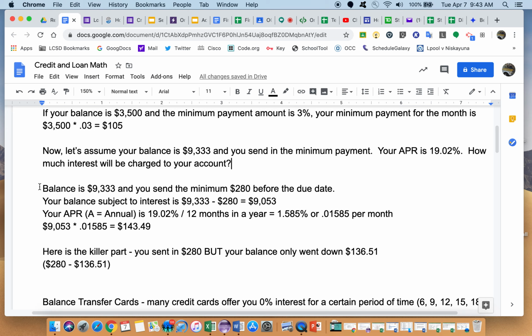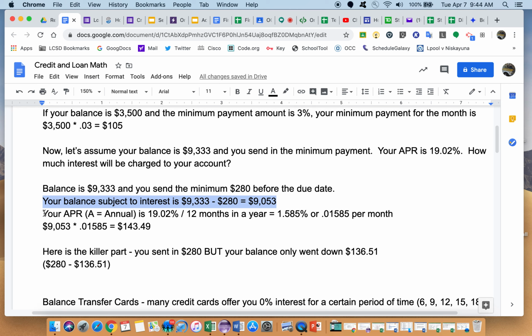So back to our problem. Your balance is $9,300. You send in the minimum $280 before the due date. So you're on time with your payment. There's no late fee. If I subtract the payment that was sent in, the balance after your payment is now $9,053. This is the balance that they can charge you interest on. Again, whatever is left over after you make your payment is where they charge you the interest.